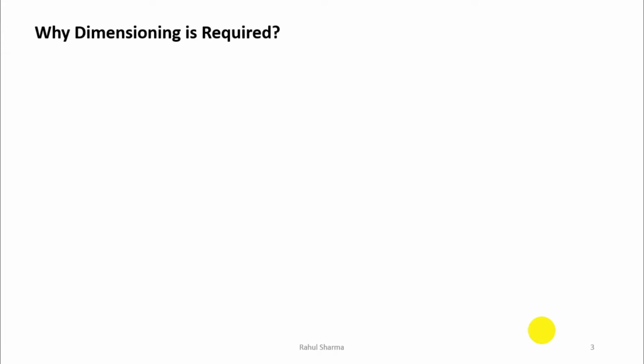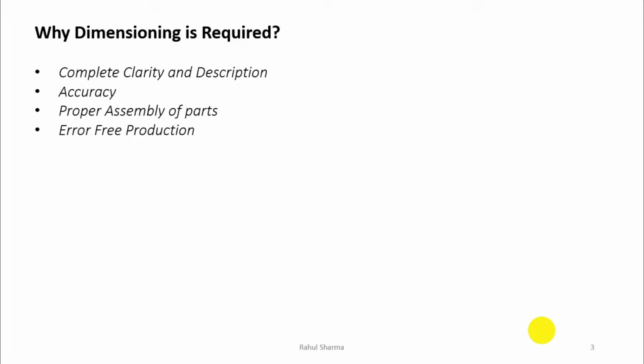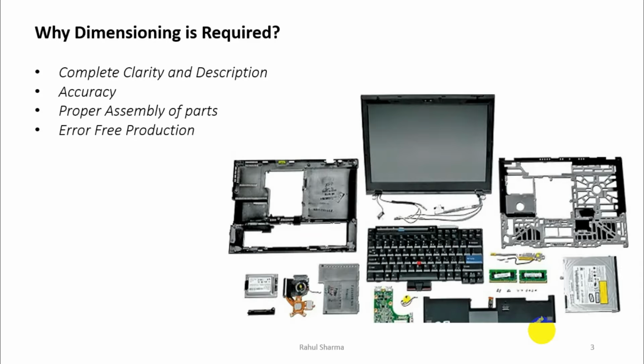Now the next very important question is, why dimensioning is required? First, it is required for complete clarity and description, then for accuracy, proper assembly of parts, and error-free production. I am giving you one example. All these are the parts of a laptop. Whenever we design a new laptop, we have to give exact dimensions so that when we manufacture all these parts we can assemble them without any problem. If the parts are not having accurate dimensions, accurate size, then we are unable to assemble them.